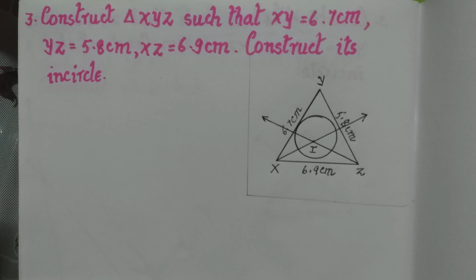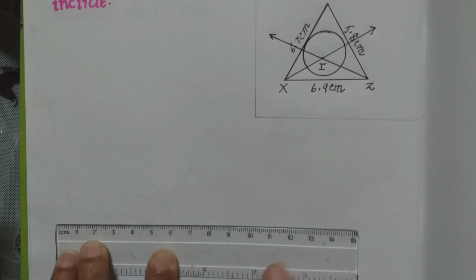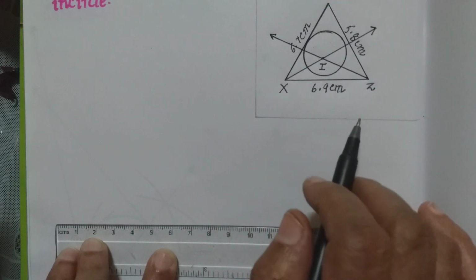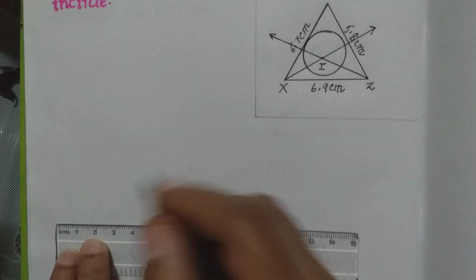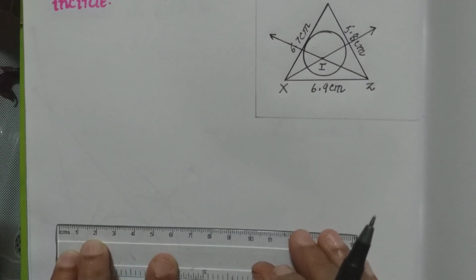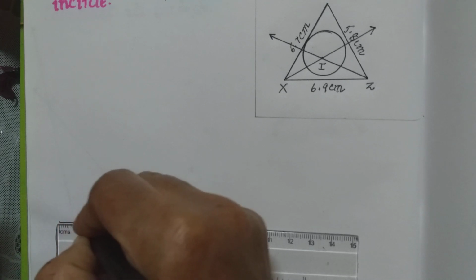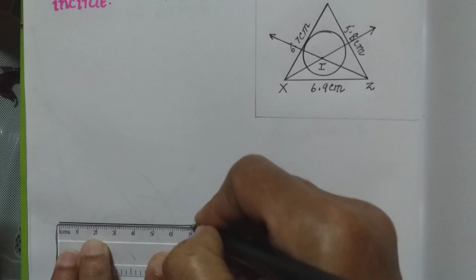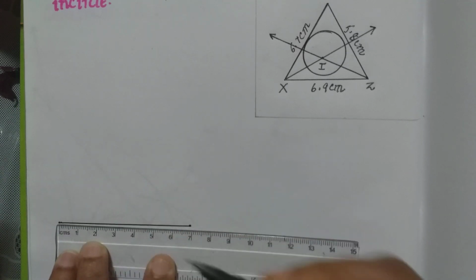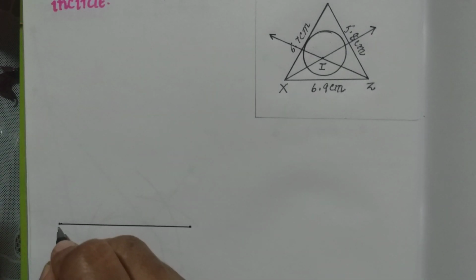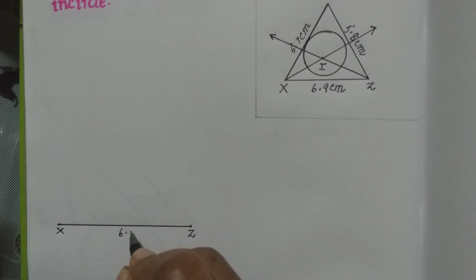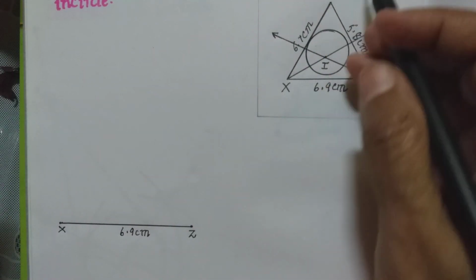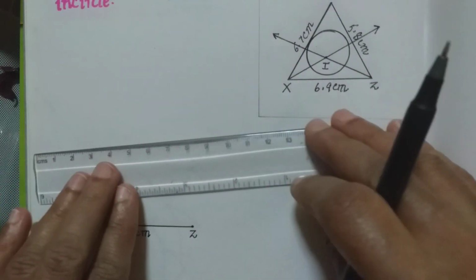Now going to a fair figure. Now in a fair figure, first we have to draw this triangle XYZ. First we draw the base XZ as 6.9 centimeter. So I am drawing here. This is the base XZ, which is 6.9 centimeter. Now XY is given as 6.7 centimeter.